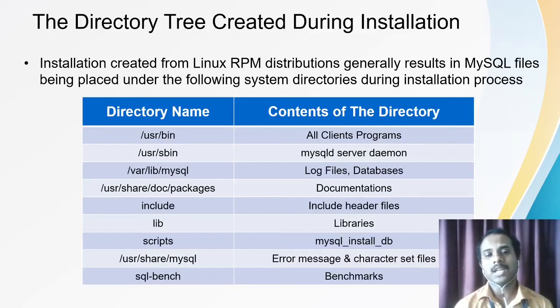Installation from the RPM distribution generally results in the MySQL files being placed under the following system directories during the installation process. So the system will create the different directories where the MySQL files are going to be kept. The first one is /usr/bin, where you are going to have all the client programs. /usr/sbin, where you are going to have the mysqld server daemon.